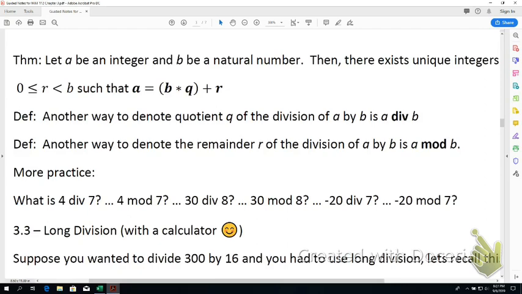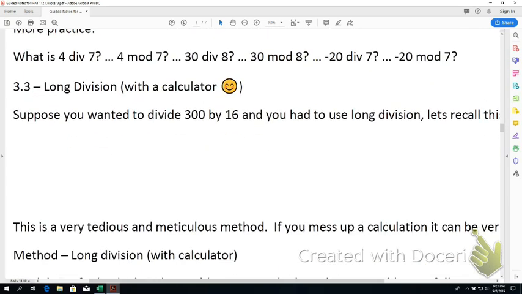So the next part is long division with a calculator. Look at this wonderful smiley face that I have. Suppose you want to divide 300 by 16, and you had to use long division. So remember, we're recalling this from elementary school.